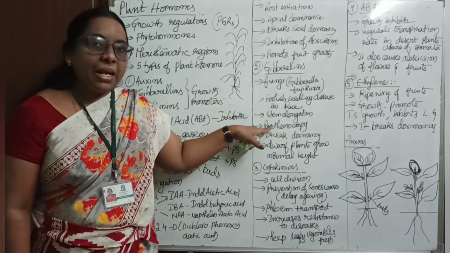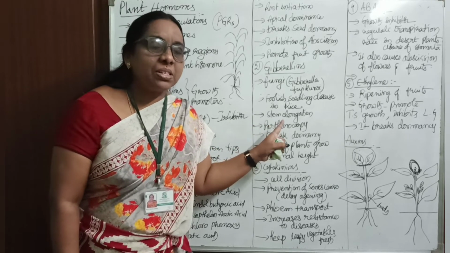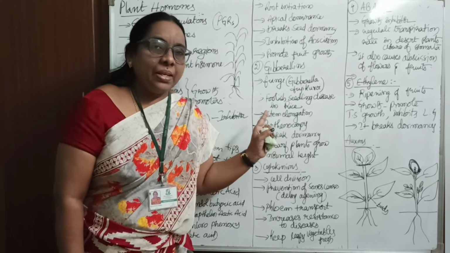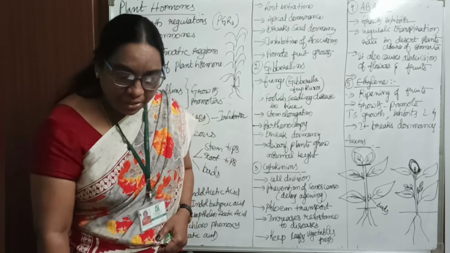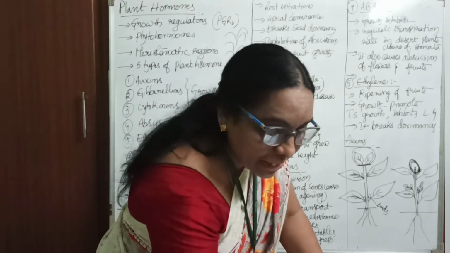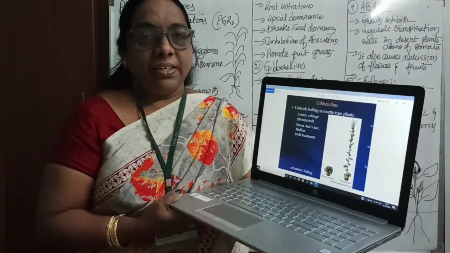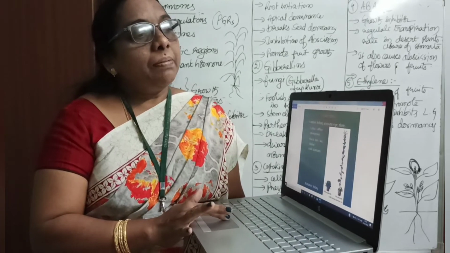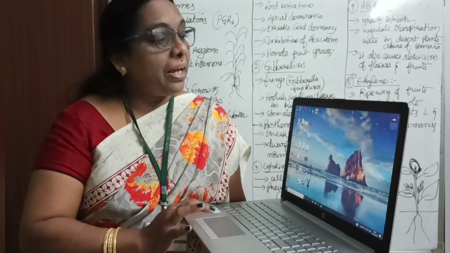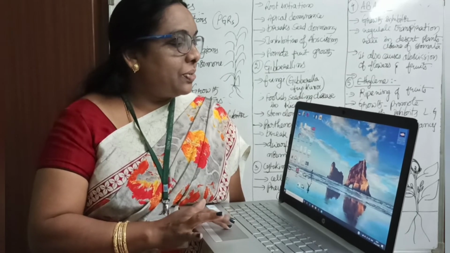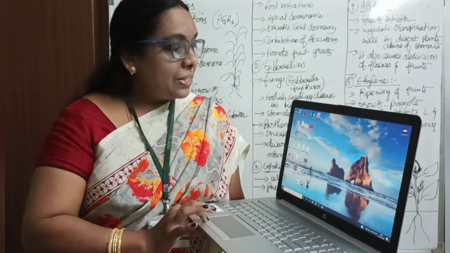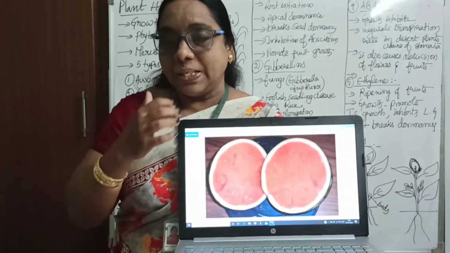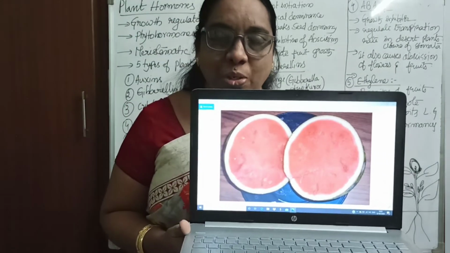Okay, so the next one, another function is parthenocarpy. Gibberellic acid promotes parthenocarpy. What is called parthenocarpy? It means obtaining seedless fruits. Nowadays, see, in the olden days we used to take pomegranate. It has very hard seeds. But nowadays we are not having enough time to eat those types of pomegranates. So what pomegranates are we getting? Seedless pomegranates. See this, look, this is a seedless watermelon.